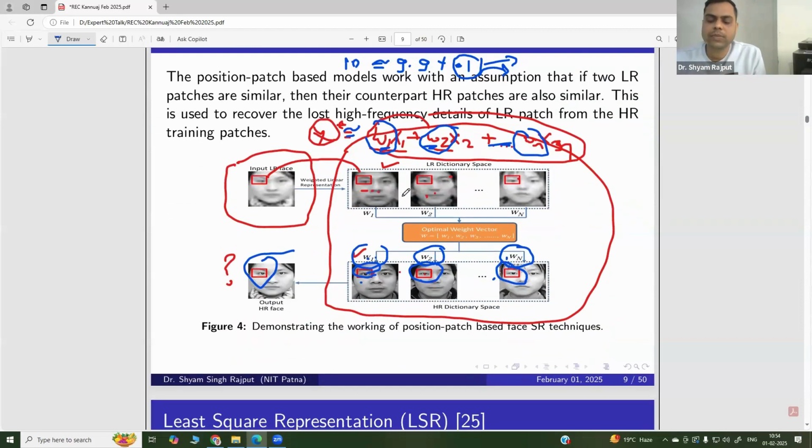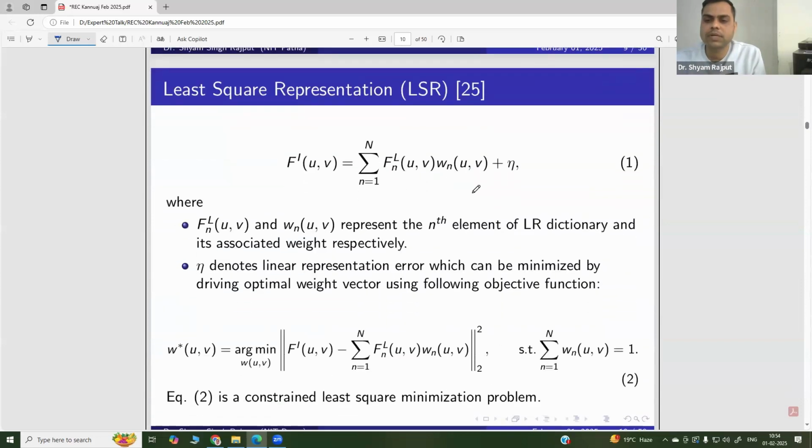How is this process represented mathematically? This is the input phase, and this is the dictionary LR phases, each associated with a weight. Take the summation of all the products, and there might be a reconstruction error. The task is to reduce this reconstruction error by getting the optimal values of the weights. To achieve this, this simple expression is converted into a minimization function.